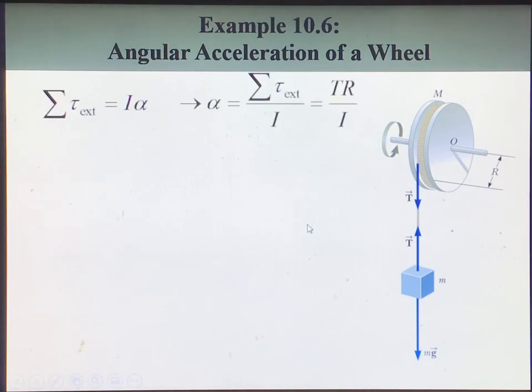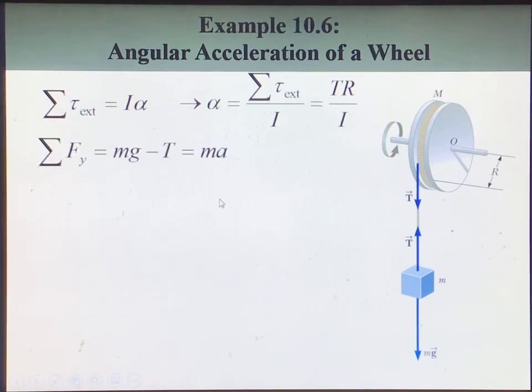All right. The very first thing we know in this example is that alpha is just the sum of the torques divided by the I value. The torque is produced by this force of tension right here, so it's the force of tension times the radius. This is my axis right here. If you solve this equation, you get alpha equals tension force times radius divided by I, where I is the moment of inertia of the wheel.